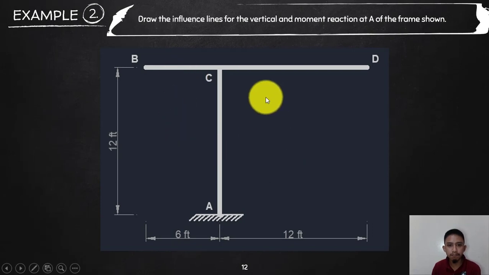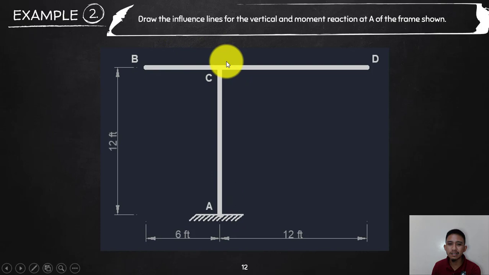This time a frame. So draw the influence line for the vertical and moment reaction at A of the frame shown. So we will be investigating the vertical reaction at A and then the moment reaction at A, since this is a fixed support, due to, of course, a variable loading. Okay, so let's say the loading is moving from B to D. We cannot imagine a load going up here, since that's a frame.